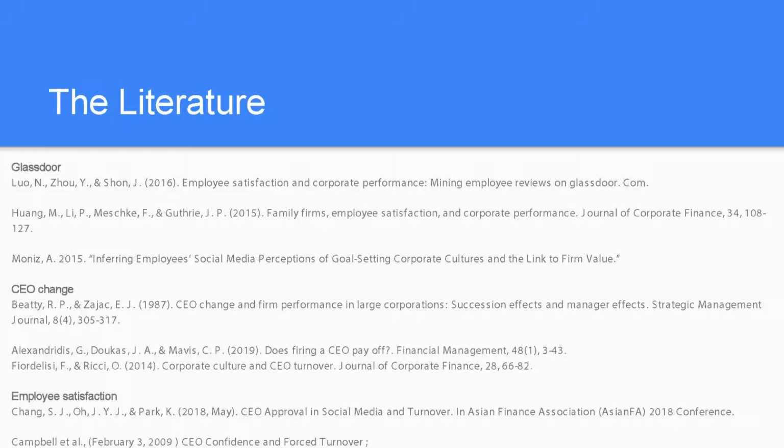So I looked at the literature. There are not a lot of published papers that use Glassdoor as a data set, so I was excited to use that. There's obviously literature around CEO changes, and a lot that looks at how CEO changes affect the overall financial health of a firm. And then there's also a lot of employee satisfaction data. Some of the CEO change data doesn't always incorporate this. I'm going to call it a transition score that I'll be talking about, so that's another way that I think we contribute to this.